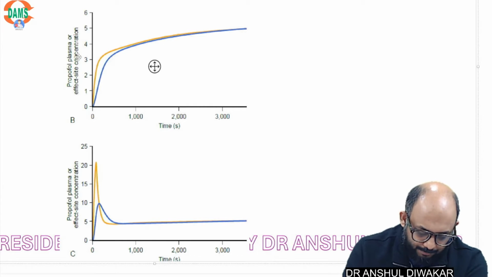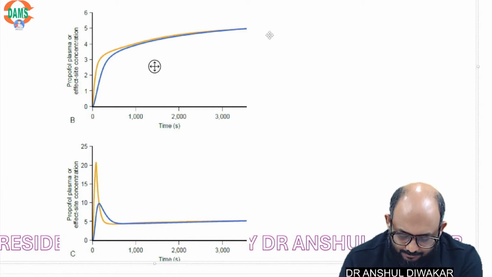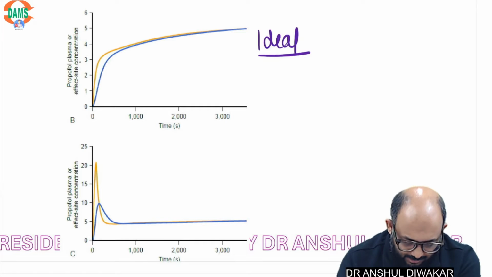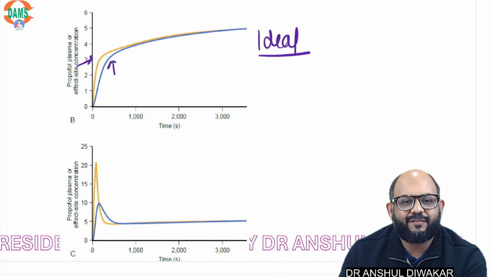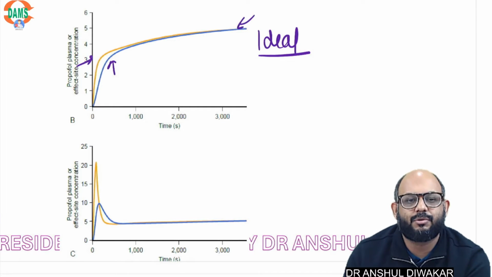So see, propofol plasma or effect site concentration. Now what you need to understand is that this is ideal. Where when you give the drug, the level rises, along with that your effect site concentration also rises, and when you keep giving the drug over a period of time, then they both merge and they come to the same level.